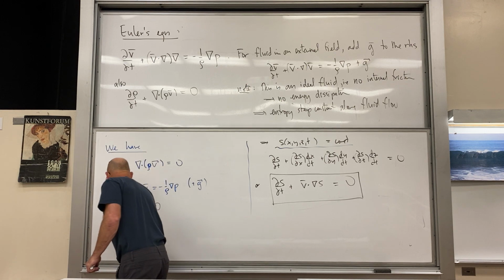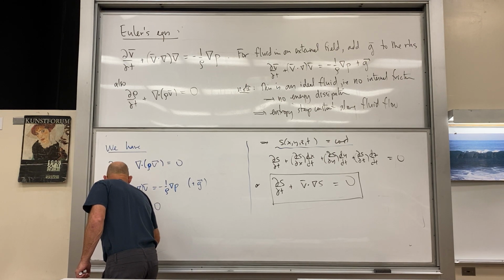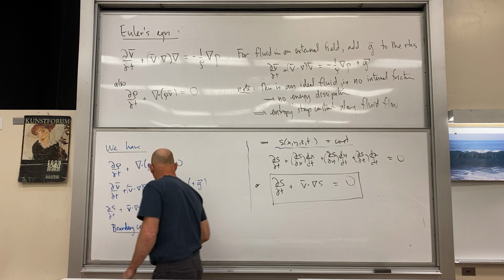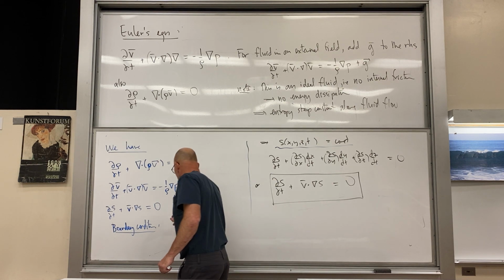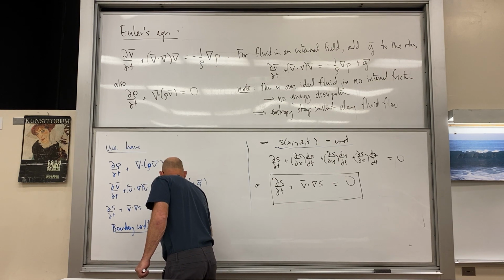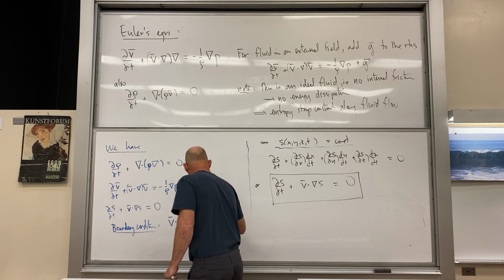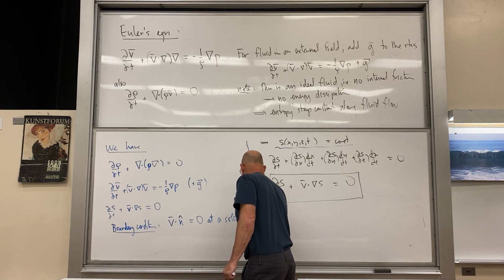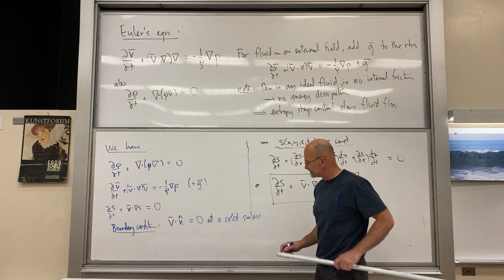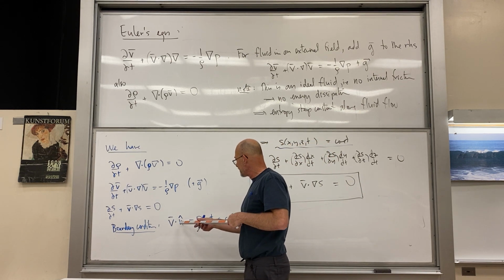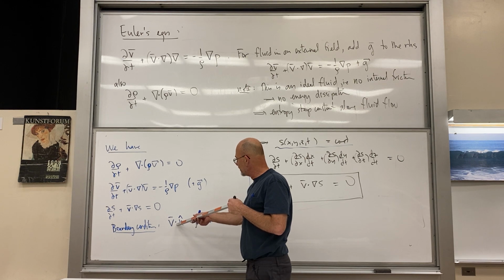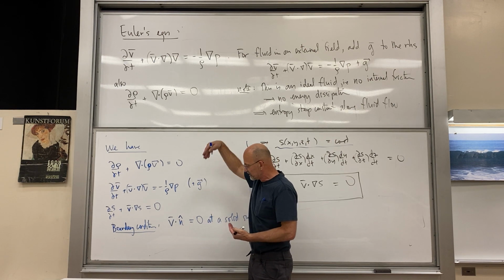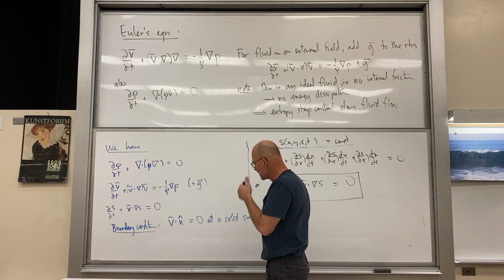Boundary conditions are that v dotted into the surface normal equals 0 at a solid surface. Now what that means is that you can still have slip, but you cannot, of course, have the fluid going into the solid surface. So this is pretty important.